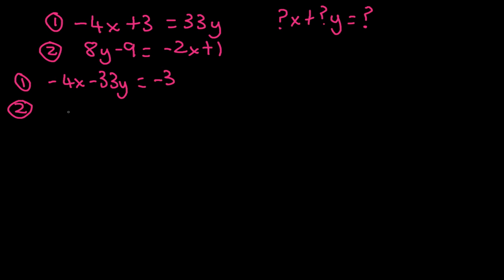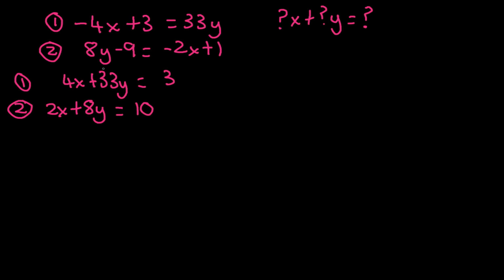For equation 2, we need to add 2x to each side, 2x plus 8y. We need to add 9 to each side, it's equal to 10. Now, looking at equation 1, we can see all the terms are negative, so if we multiply through by negative 1, we don't change the value of this equation, so turn that into a plus, and turn this into a positive, and this into a positive, and our equation is easier to work with.